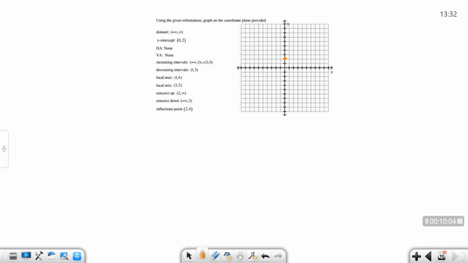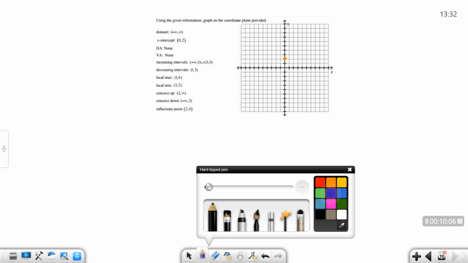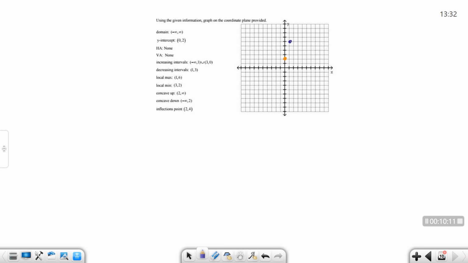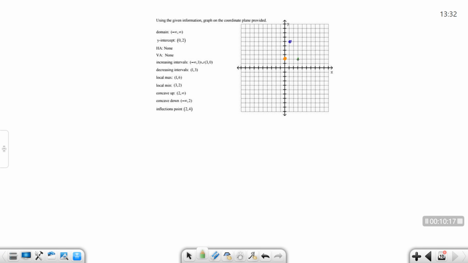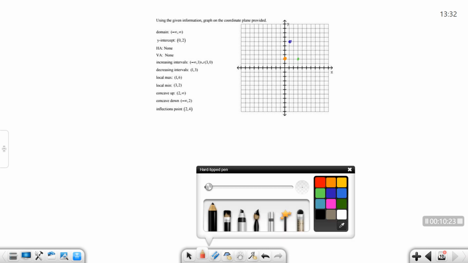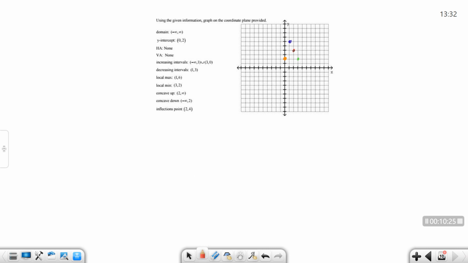I do see extra points. See, I have a local max at 1, 6. So that blue point's going to be a max. I have a local min at 3, 2. So that green point's going to be a min. And I also have an inflection point at 2, 4. Remember, for an inflection point, that's where the second derivative equals 0, and then you can make a number line for that.